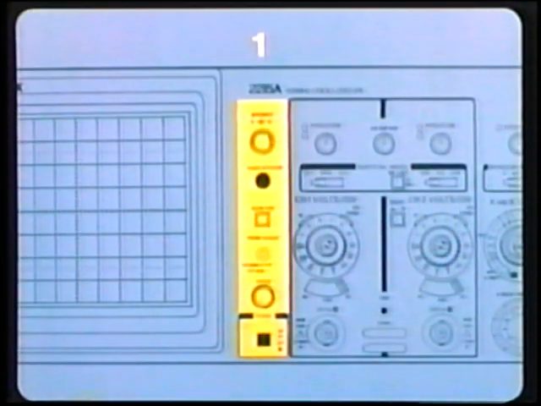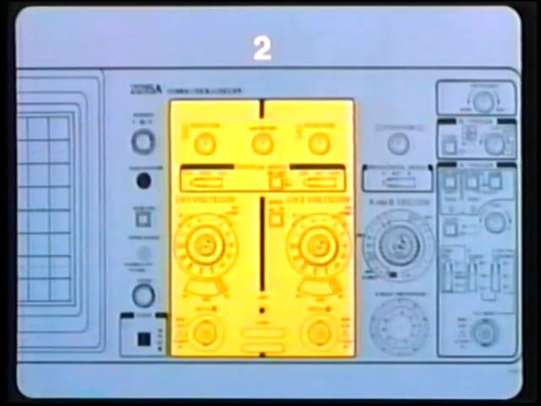The first block is the display, probe adjust, and power group. These controls affect the overall oscilloscope operation. The second block is the vertical group. These are the controls that affect the height of the waveforms. The third block is the horizontal group. This group controls the length of the waveforms.